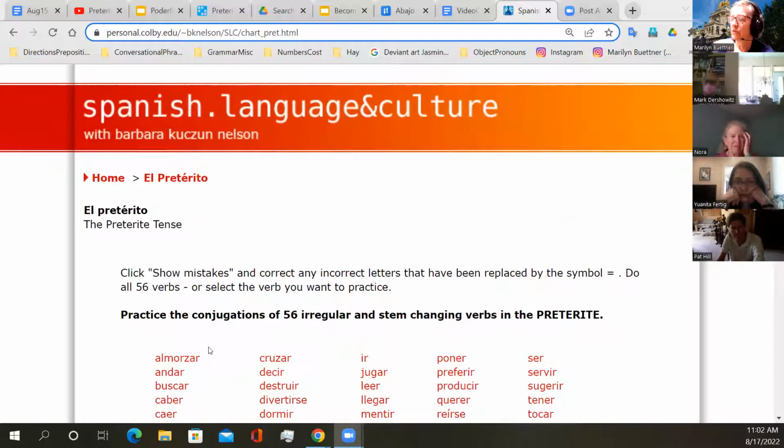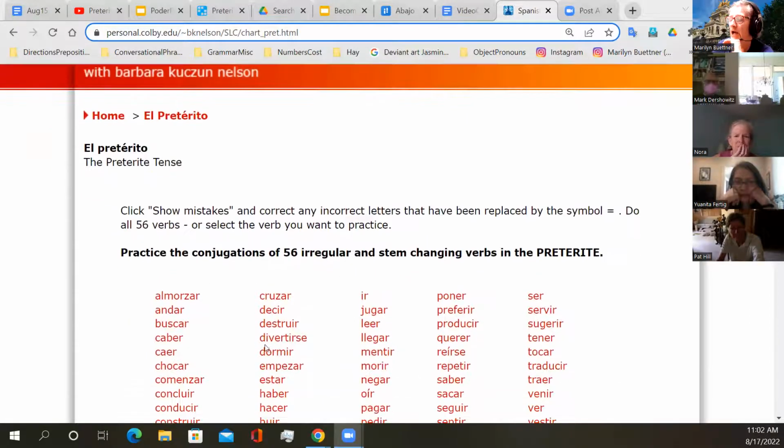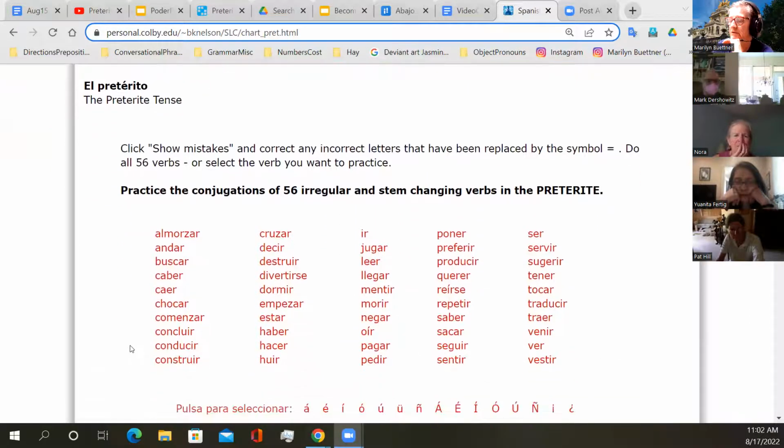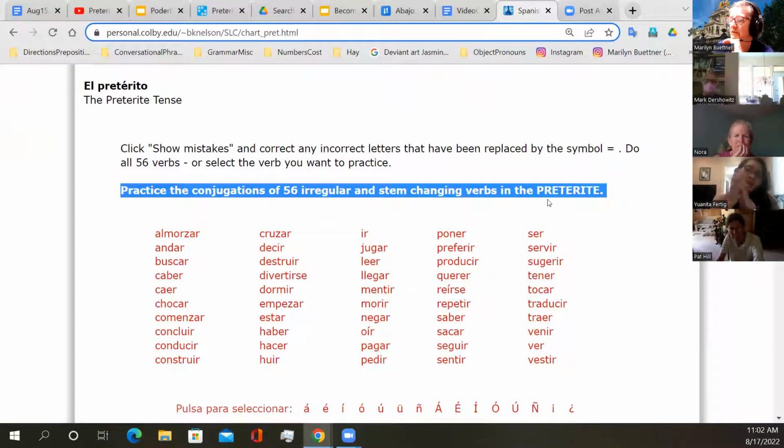So the reason I don't give you, you can see this here, and I'll show you where this is. I'll get you the link for this so you can look. The reason we don't learn all the preterites at once is: practice the conjugations of 56 irregular and stem changing verbs in the preterite. Well, good God. Are you really going to memorize 56 verbs? And are you going to do that in a week? I don't think you are. Not that I think you don't have the ability, but who wants to? Diane, did you memorize everything there?